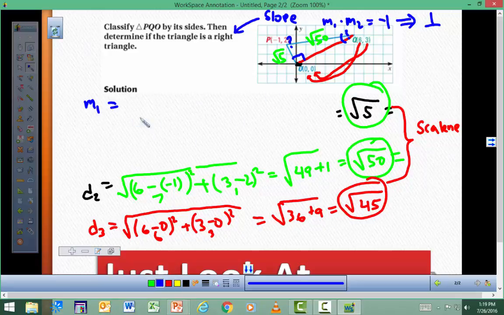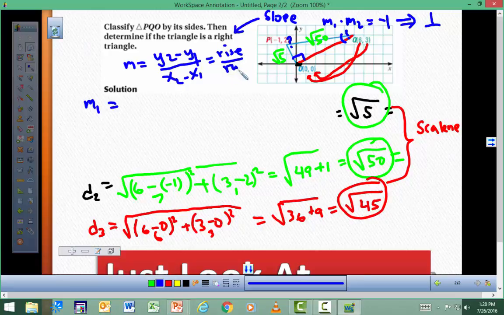Okay, so slope. Remember, it's the slope formula, in case you forgot. It's y2 minus y1 over x2 minus x1. Remember, it's rise over run.